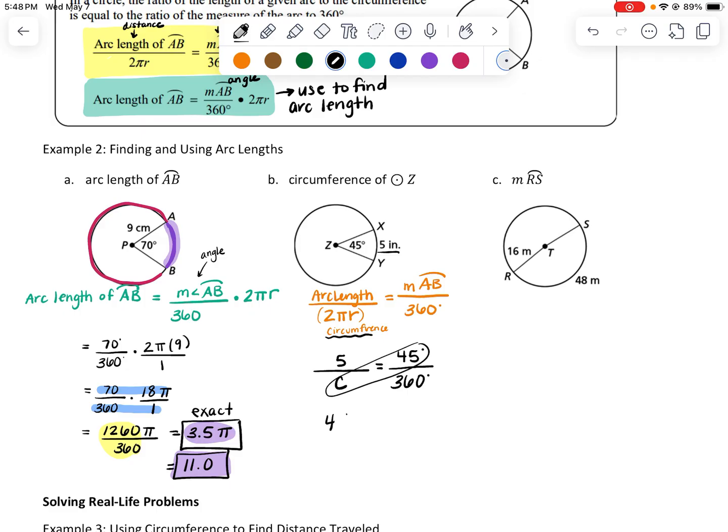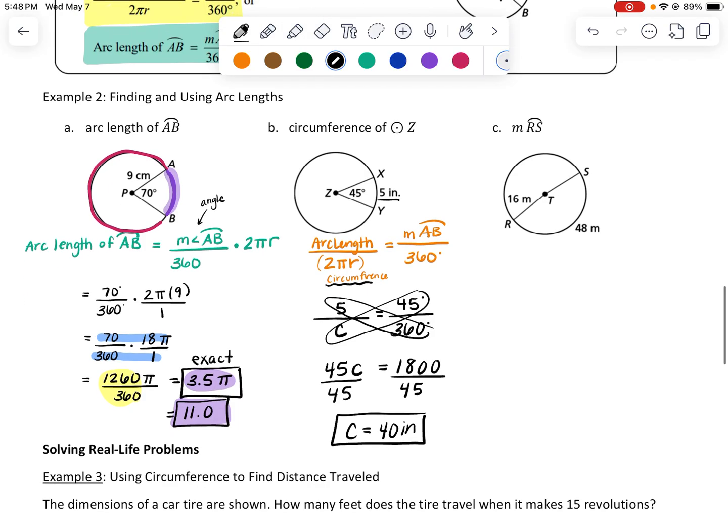So we set up a proportion, and we know that when we have a proportion, we can cross multiply. So this is 45C is equal to 5 times 360. And that is 1,800. And then divide by 45. And I get that C is 40 inches. So that's the circumference. There's no need to plug in pi or anything, right? We didn't have that. So the circumference is 40.